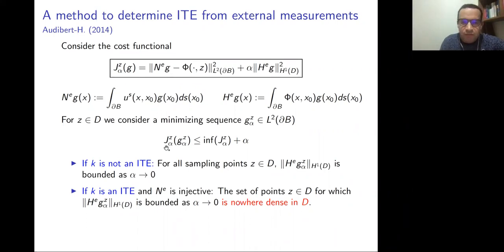Now you can prove that if you are not at a Dirichlet eigenvalue, then this quantity, for a minimizing sequence, will remain bounded for all points inside the domain D. So this is where you need to know the domain D.